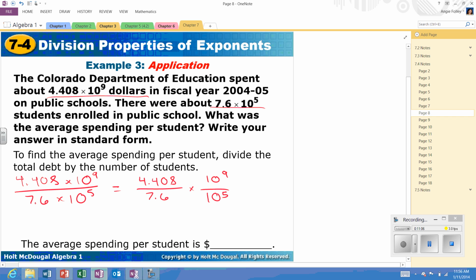4.408 divided by 7.6 is equal to 0.58. And then times 10, we need to subtract these to the 4th. We're not done though, we need to move that over. So it becomes 5.8 times 10 to the 3rd because we took away one of these 4 places to the right. Or if you want to rewrite this, we could move this over 3 places and it becomes $5,800.